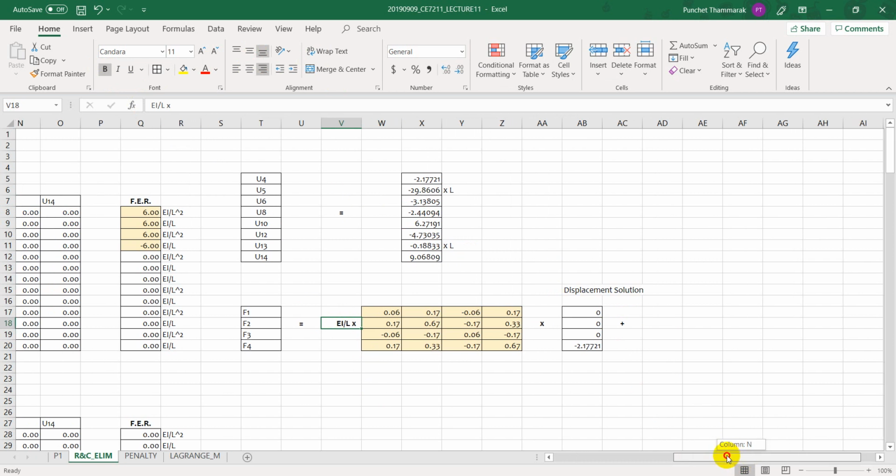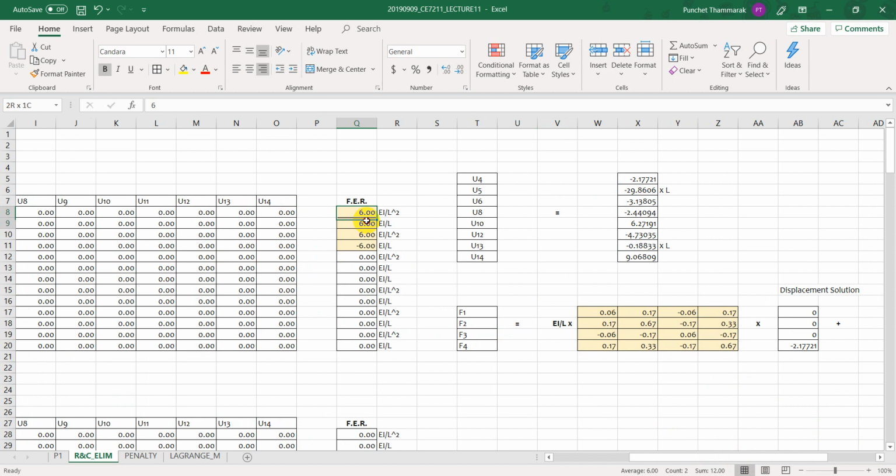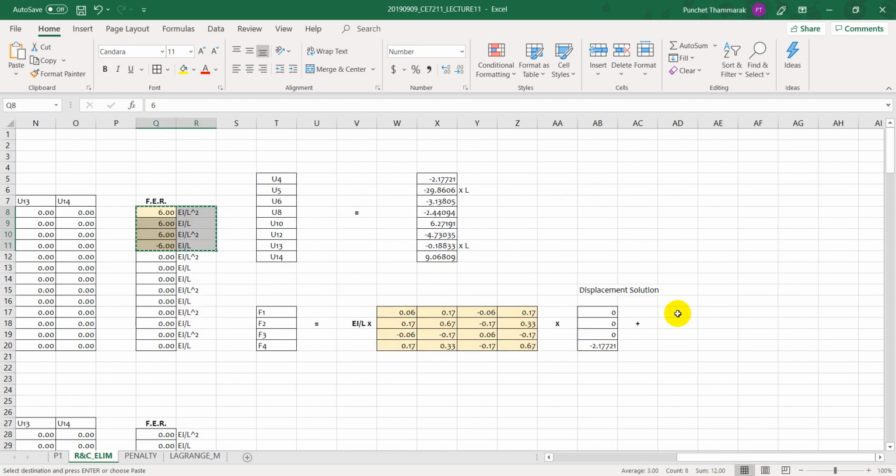And keep in mind, this is without transformation. So if you have some transformation, then you just incorporate the direction cosine matrix in this equation. That will be it. So the fixed end reaction is here, so I put it there. Okay.